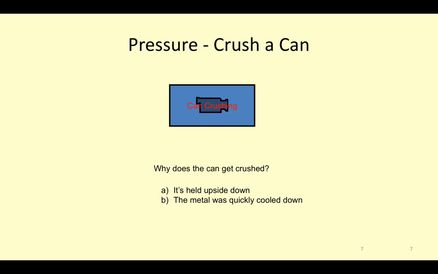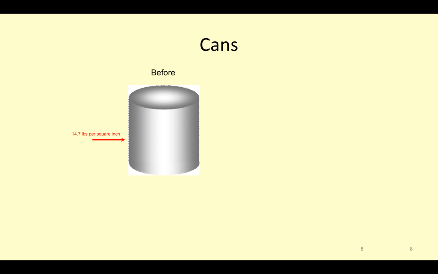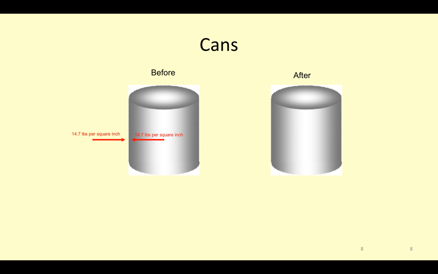So why does the can get crushed? Is it held upside down? No. The metal was quickly cooled down? No, not the metal, the air was quickly cooled down. The pressure inside the can decreased? Yes, it did. So it's C really is why that worked. So before, after, no pressure on the inside, boom.